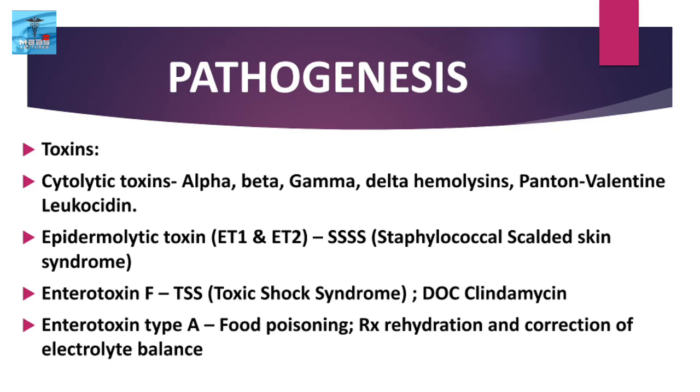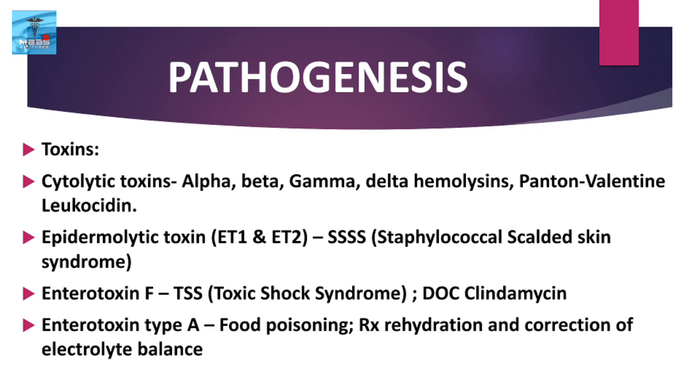Then about toxins. The toxins include cytolytic toxin, epidermolytic toxin, enterotoxin F, enterotoxin type A. First about cytolytic toxin. It includes alpha hemolysin, beta hemolysin, gamma hemolysin, then delta hemolysin. Also Panton-Valentine toxin or leucocidins. Then epidermolytic toxin. It is also called exfoliative toxin. And there are ET1 and ET2. Two types of toxins are included in epidermolytic toxin, and it is responsible for staphylococcal scalded skin syndrome.